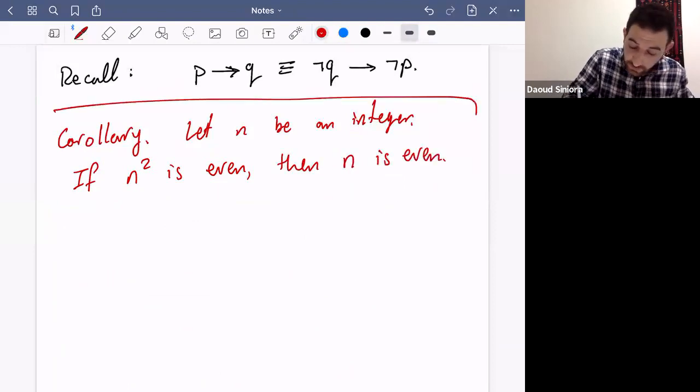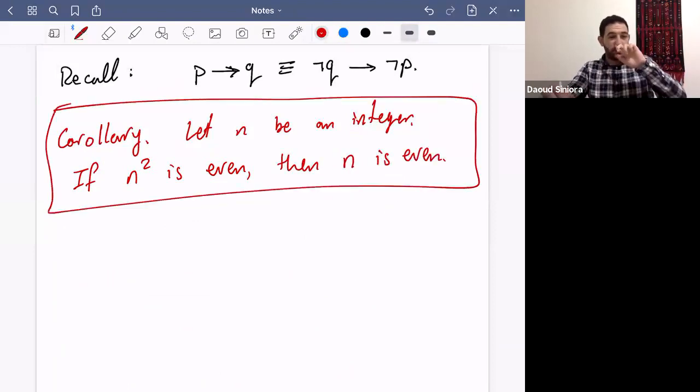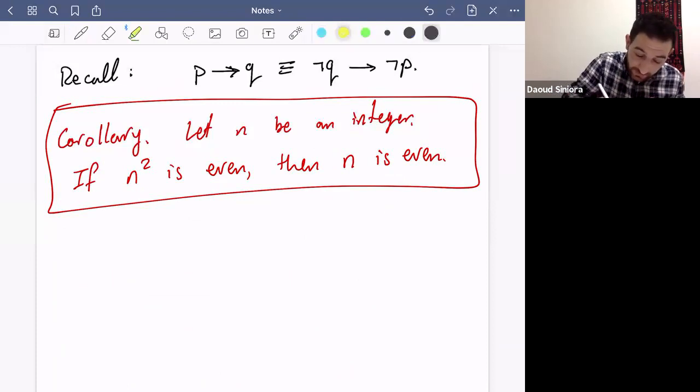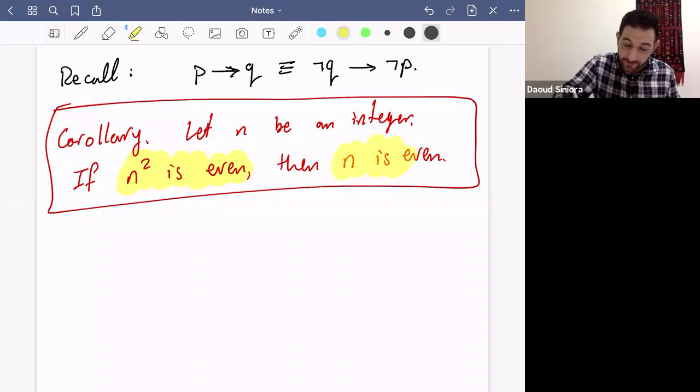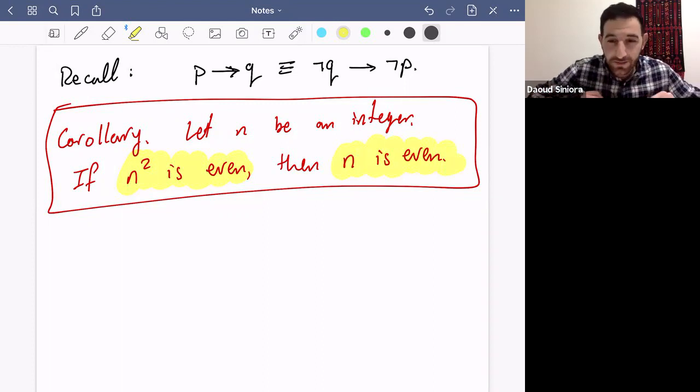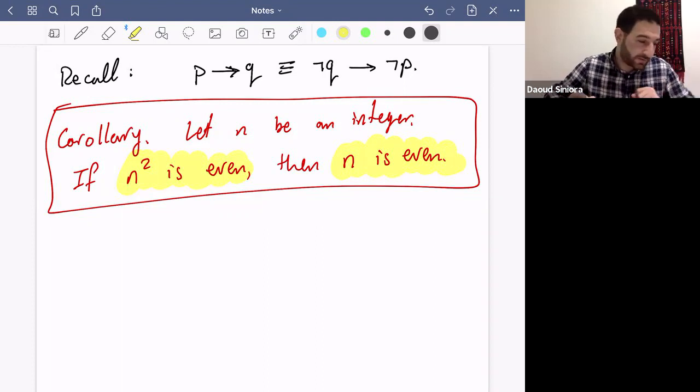So this is a true statement because it is an easy consequence. It's a corollary of the theorem we proved. What is the theorem? It says choose any integer you want n. If you know that the square of n is even, then it must be the case that n itself is even. So this is a second true statement we prove in this video.